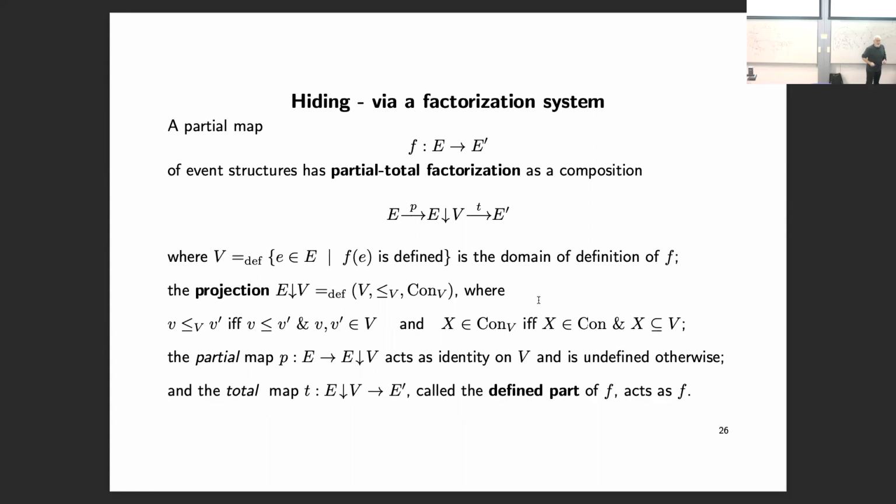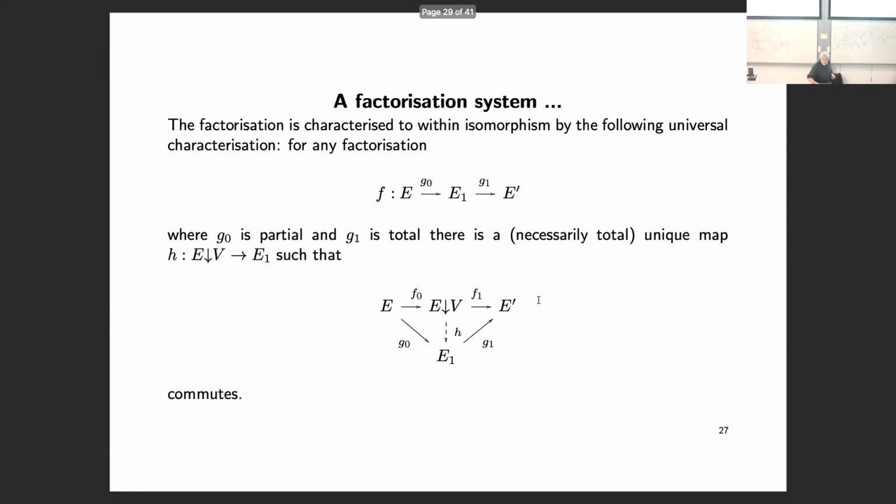Having done that, once you're inside this domain of definition, then of course F takes over and tells you where to go. So F, a partial map, factors into a partial projection and a total map, which is what F wants to do on that domain of definition. So that's a factorization property. It even has a universal characterization, namely the best way of doing it, but you don't really need to know that.